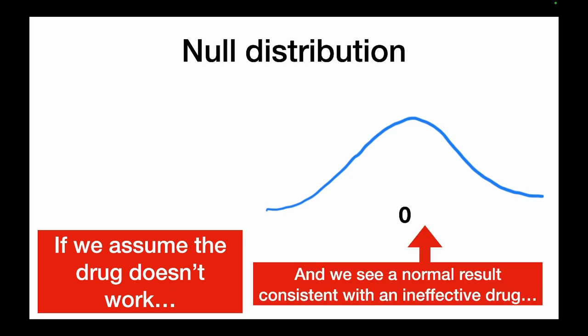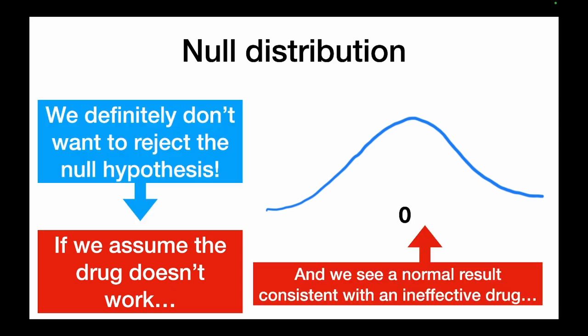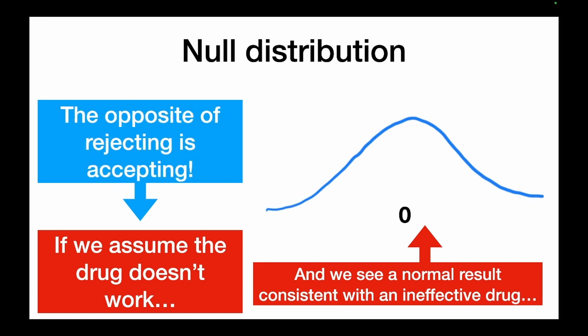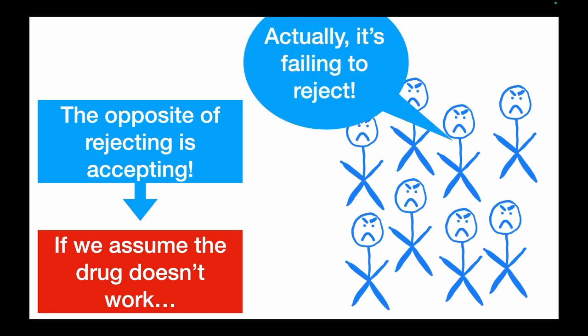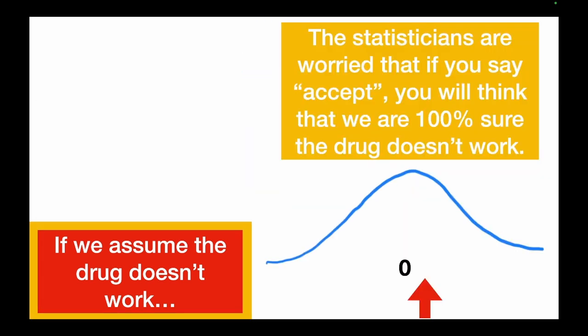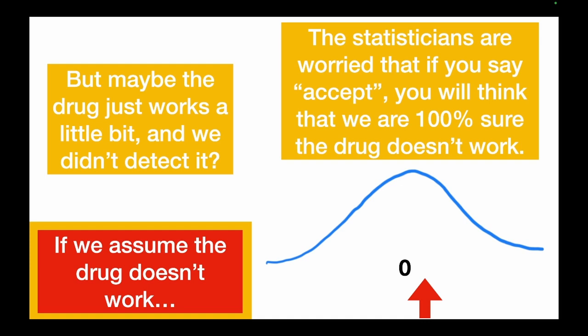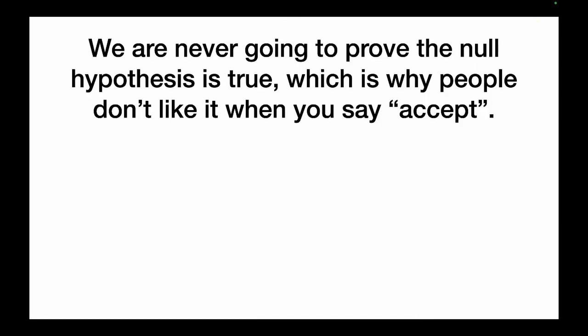Now, if we assume the drug doesn't work and we see a normal result consistent with an ineffective drug, we definitely don't want to reject the null hypothesis. And the opposite of rejecting is accepting. Oh, here they are again. No, it's failing to reject. The statisticians are worried that if you say accept, you will think that we are 100% sure that the drug doesn't work. But maybe the drug just works a little bit and we didn't detect it.